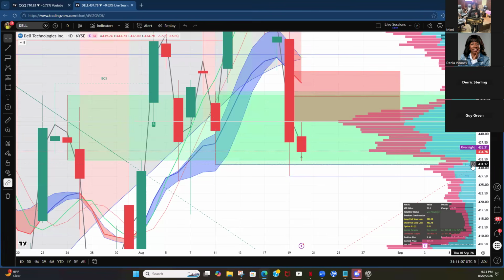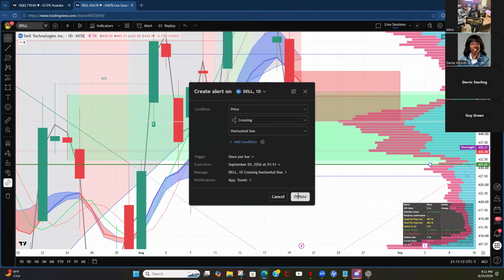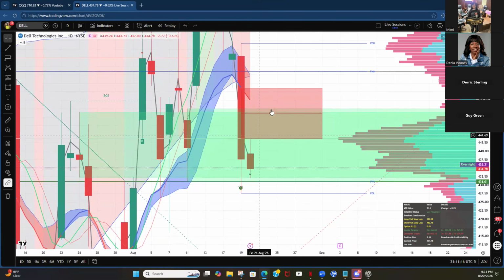So you can mark yourself a note here, and I would just set an alert and see if it happens. If it doesn't, you're paying attention to whether we start pushing back up because there's also a very nice gap here with the VRVP that can push you back to where we're testing the 12 EMA.